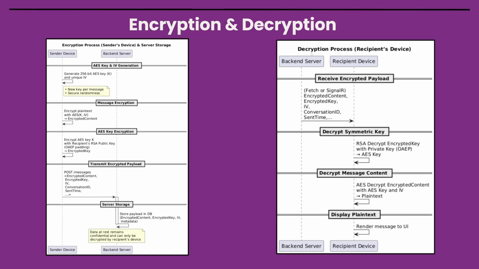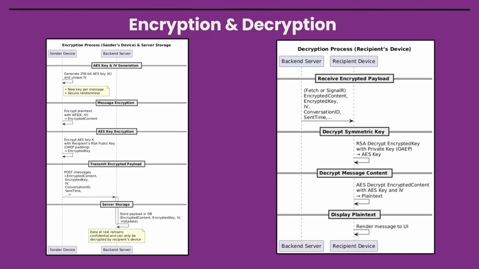Now, when the recipient logs into the system, or let's say they were in the conversation and SignalR broadcasted that message, they will receive that encrypted message with fetch or SignalR, and then they will get all the information that was saved in the database.